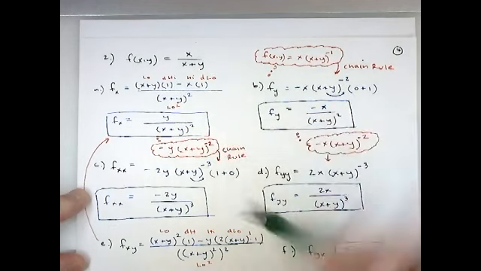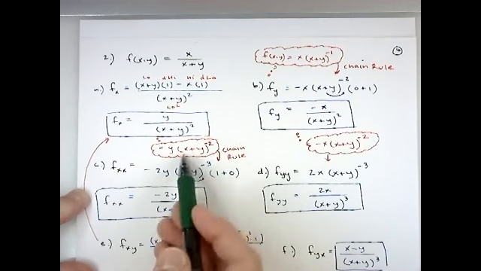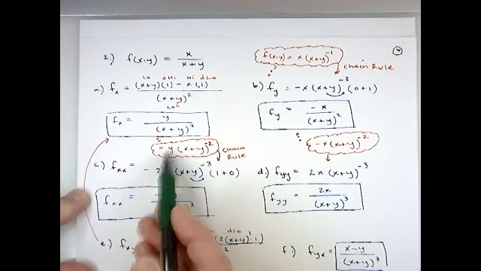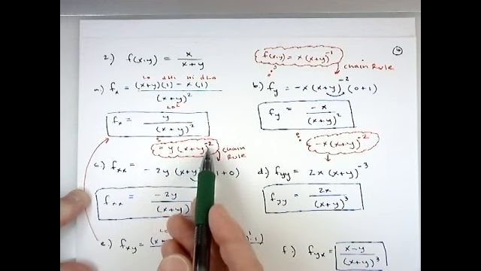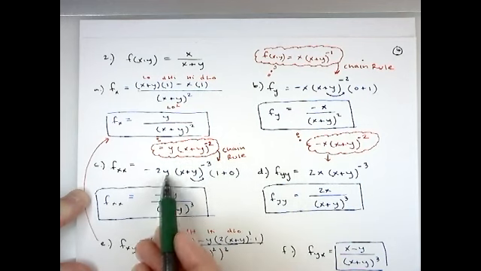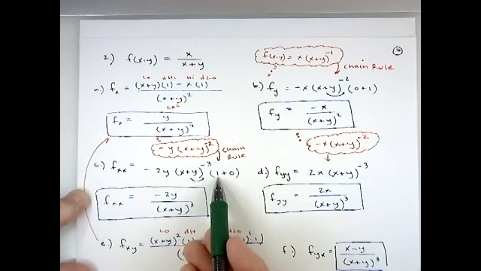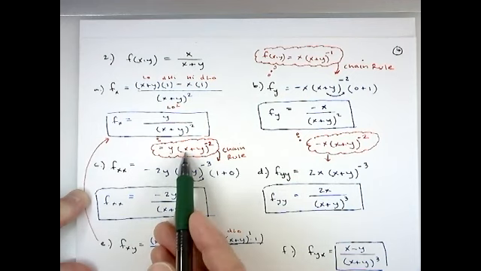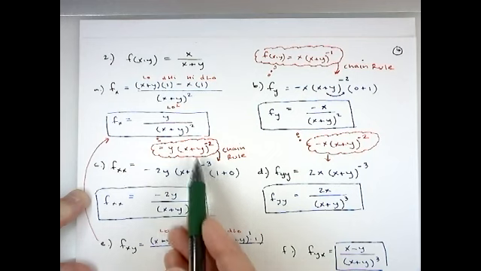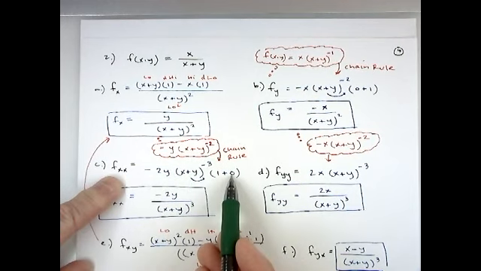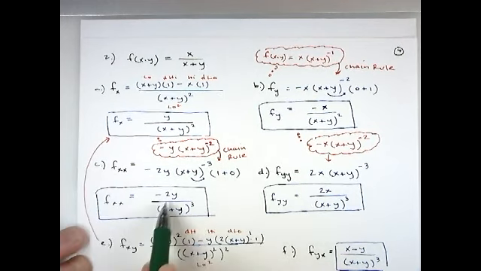If y is a constant. So that's what I'm doing here. I'm bringing this up, and then I'm taking the derivative with respect to y. By the chain rule, it's negative 2y stuff to the negative 3 times the derivative of the inside. With respect to x, the derivative of x would be 1. With respect to x, the derivative of y would be 0. So that gives me negative 2y over x plus y cubed.